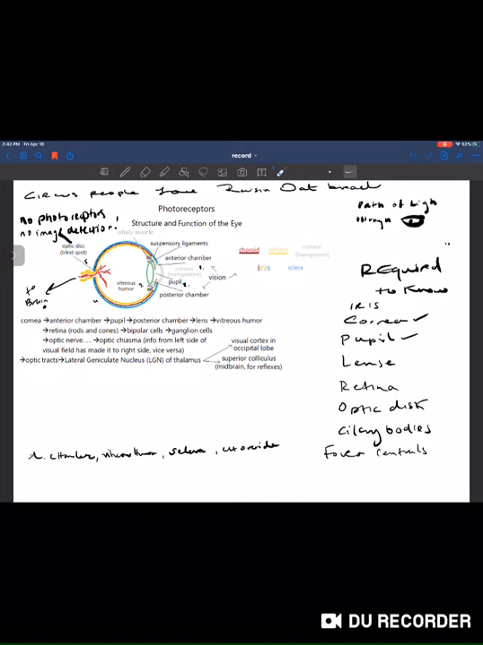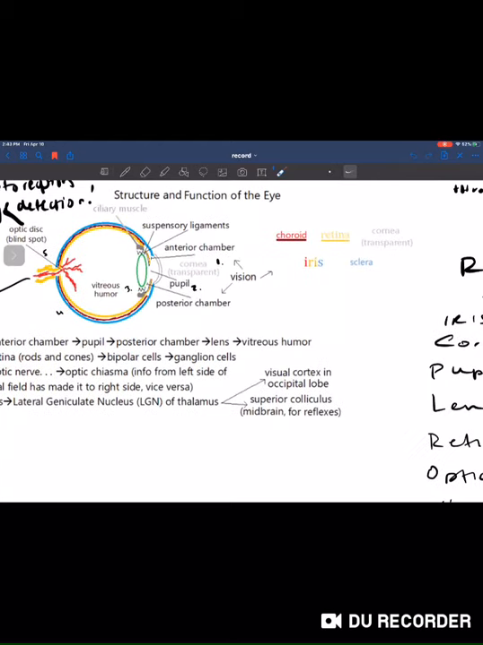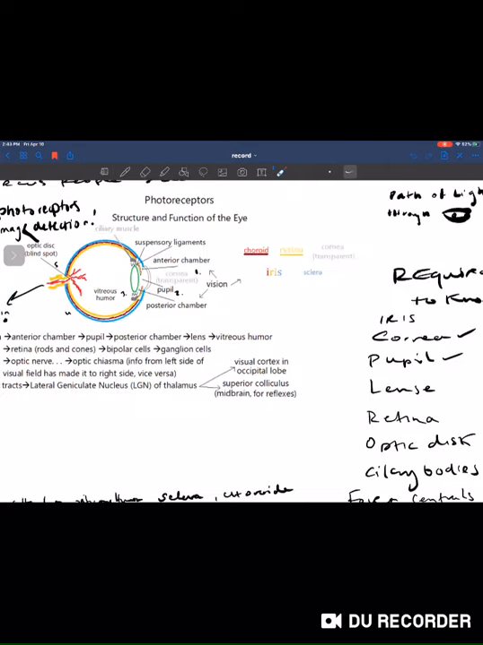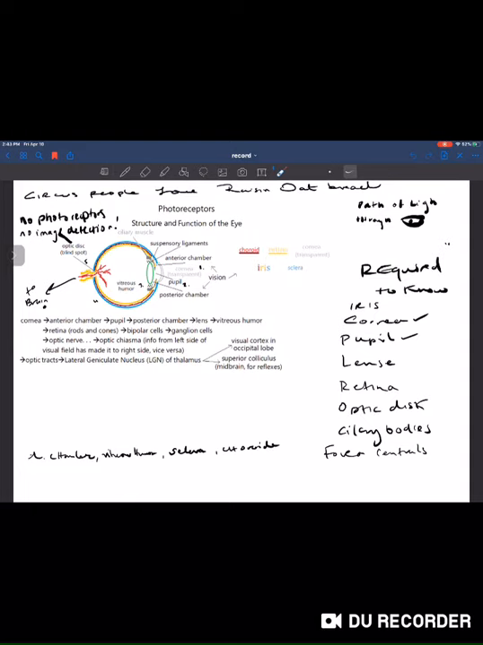The cornea, which is transparent and very difficult to see, but we'll zoom in a little bit. The cornea is an external clear layer, and it also helps bend light that comes into the eye. Now the pupil, which is this opening, is the black opening in the middle of the eye. And light goes through the pupil.